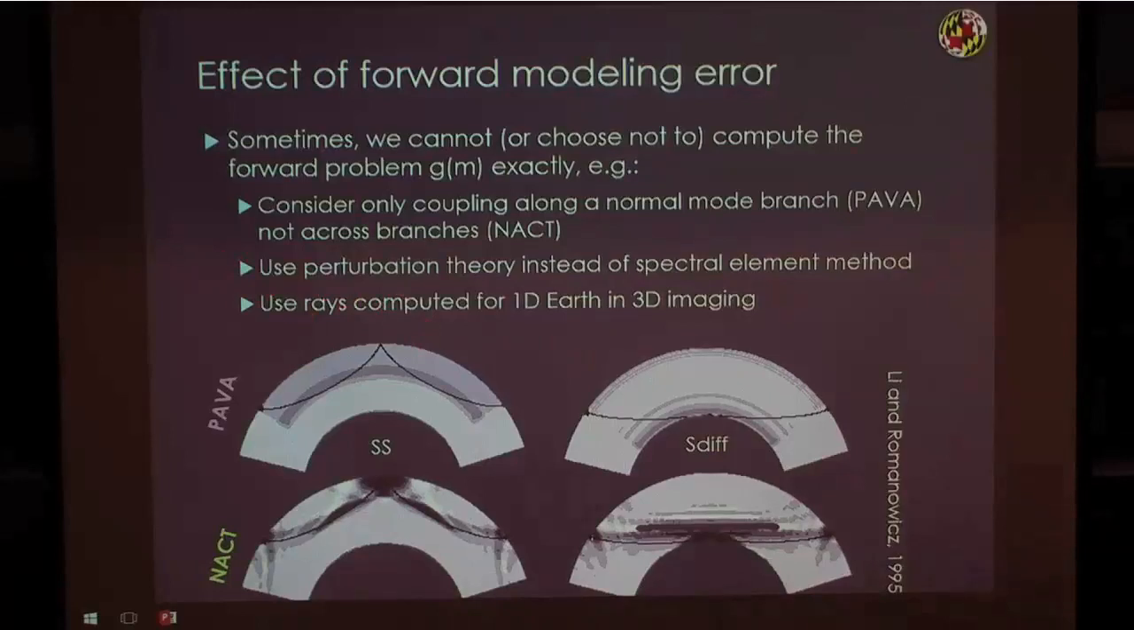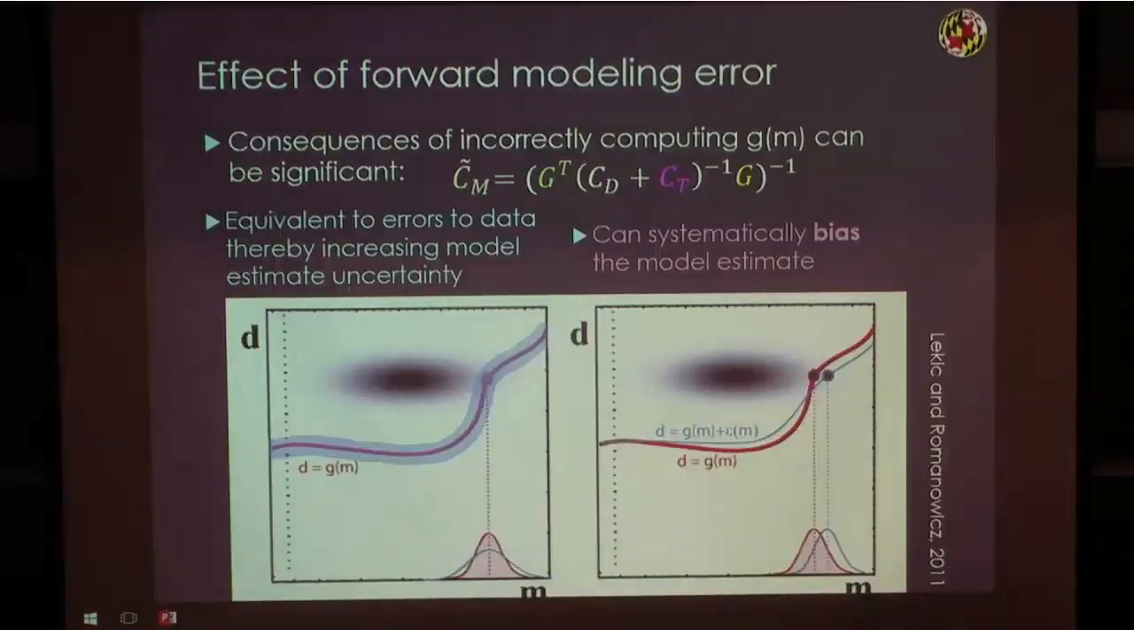Or you might use rays computed in a 1D Earth. In other words, you might assume that the Earth's velocity varies only with depth, compute how the ray paths should go through the Earth, but then have the velocities change with location and not recompute your ray paths. That would be another source of uncertainty. So what we want to know is what is the effect of this forward modeling error on our inferences. And here we go to a very similar kind of diagram, except now our relationship between data and model is not linear.